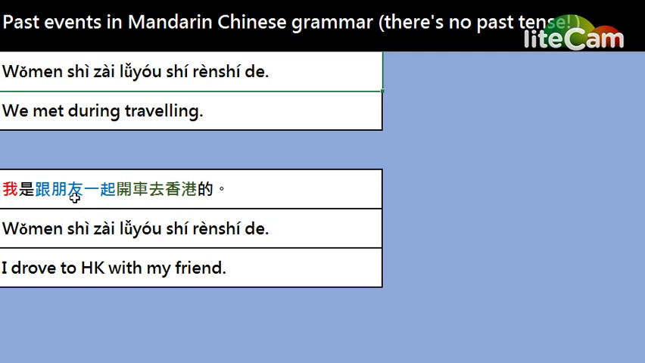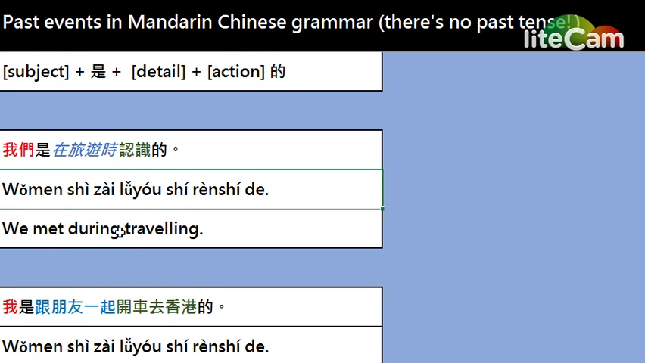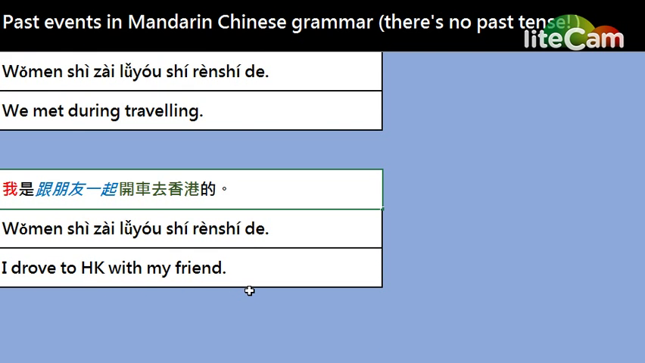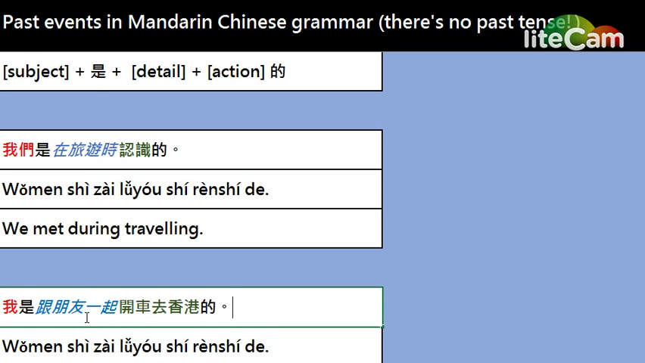我是跟朋友一起开车去香港的. Here we emphasize 跟朋友一起, which is the detail. It means with my friends. We just emphasize the detail, with my friends. With my friends to where? We went to Hong Kong with my friends.